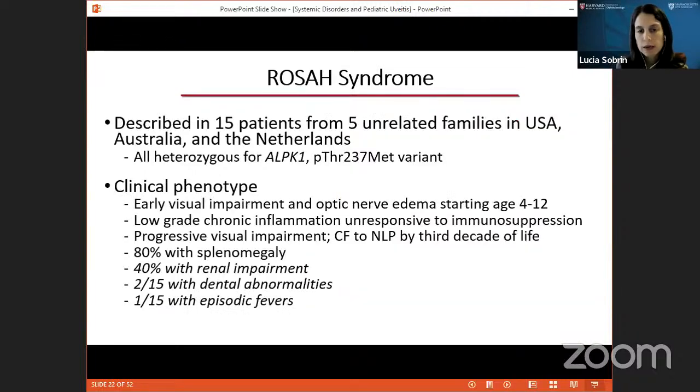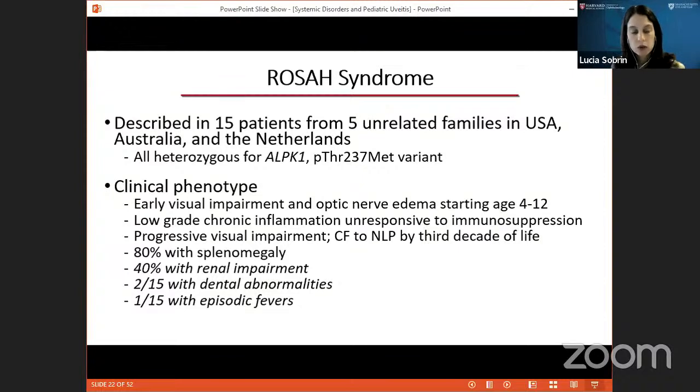The original description of the syndrome was in 15 patients from 5 unrelated families across the world. And it is notable they all had the same mutation. And I have already emphasized the clinical phenotype, which is optic nerve edema starting young, then chronic low-grade inflammation. And it's important to identify these patients because they do get progressive visual impairment. For example, one of the parents of one of the patients that I treat now has gone to no light perception in both eyes by the time he was about 40 years old.